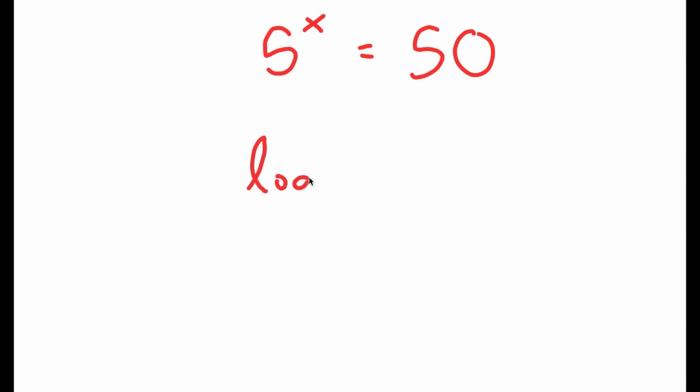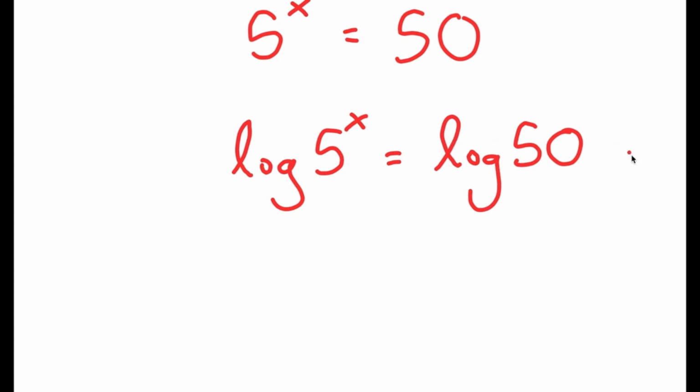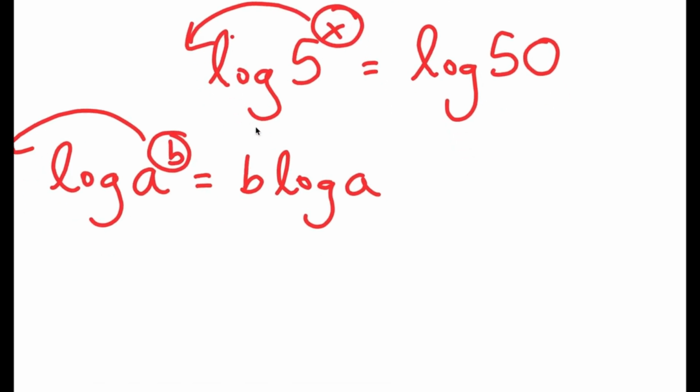So I'm going to take the log on both sides, so I get log 5 to the power of x is equal to log 50. And the reason I'm doing this is because logarithms come with a special property that states that if I have something in the form log a to the power of b, I can actually move the exponent b to the front, so this turns into b times log a. So in this case, I have log 5 to the power of x, and we can think of x as b, and I can move this x to the front, so now I get x times log 5 is equal to log 50.